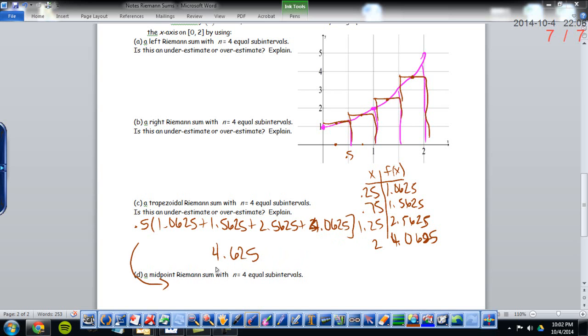And again, you should expect that number to be very close to the number that we got for the trapezoid Riemann sum. All right, so those are your three basic types of Riemann sums: left and right Riemann sum, your midpoint Riemann sum, and then your trapezoid Riemann.